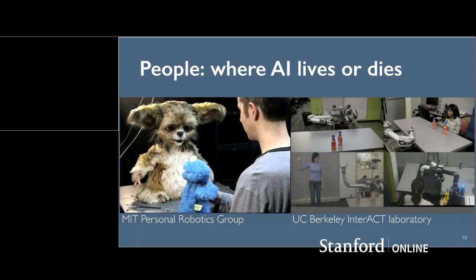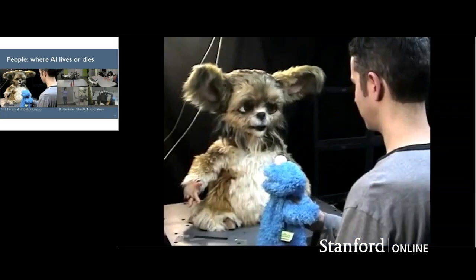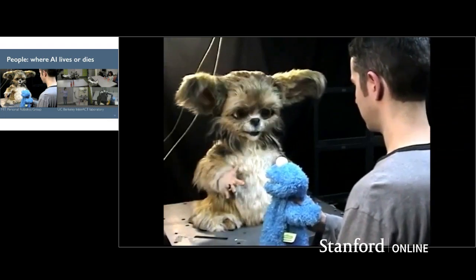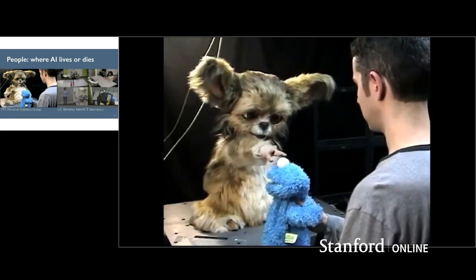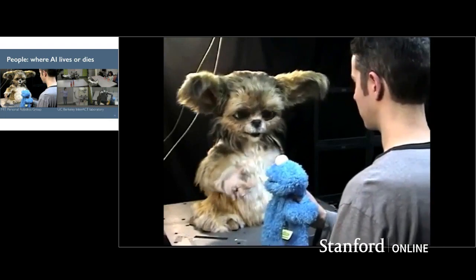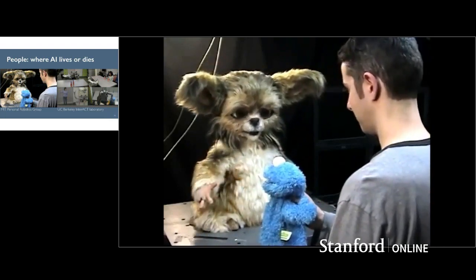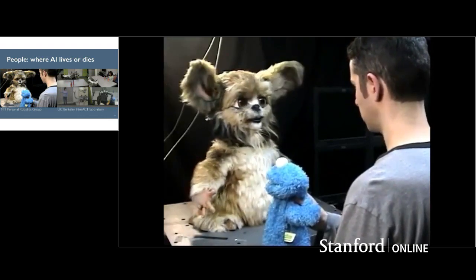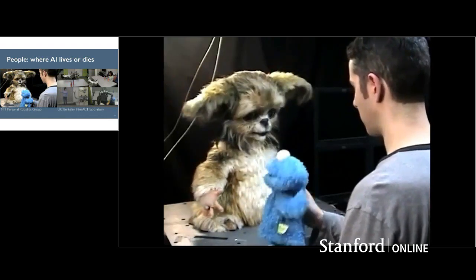The first one is an example from Cynthia Breazeal's group at the MIT Personal Robotics group, where, again, the point is not that we've got some sort of magical AI that is incredibly intelligent. In fact, this robot is not that intelligent. But the ways in which it communicates its intent and other parts of its state to us really become critical.